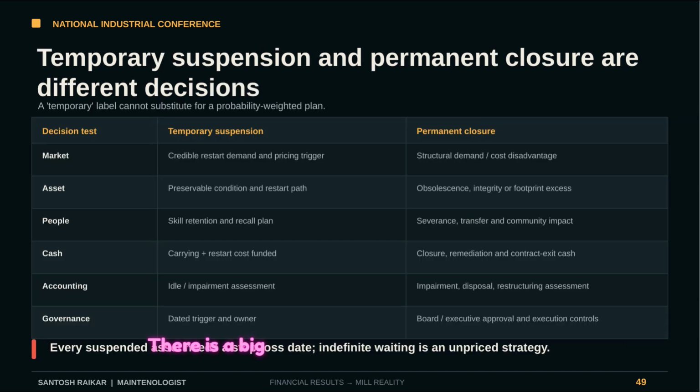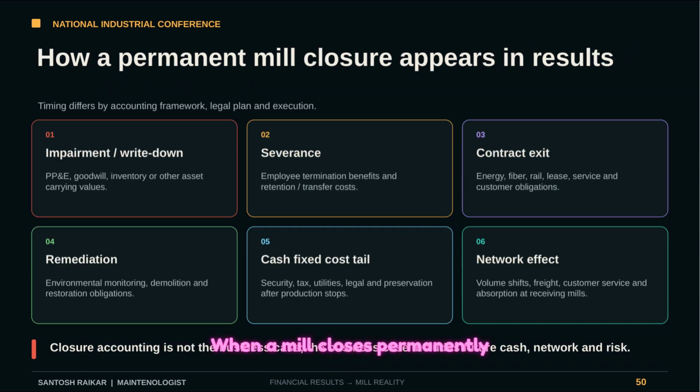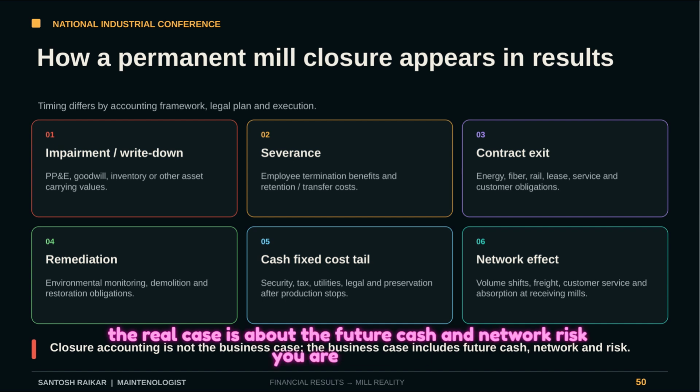There's a big difference between a temporary suspension and a permanent closure. Every suspended asset needs a stop-loss date. Indefinite waiting is just an unpriced strategy that drains cash. When a mill closes permanently, it shows up as write-downs, severance, and contract exit costs. The accounting is not the business case. The real case is about the future cash and network risk you're managing.